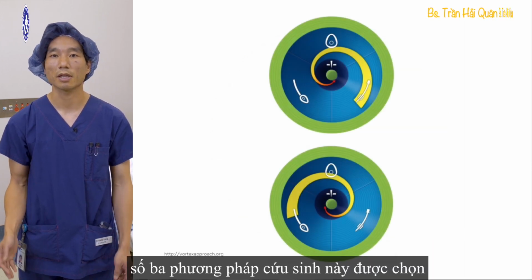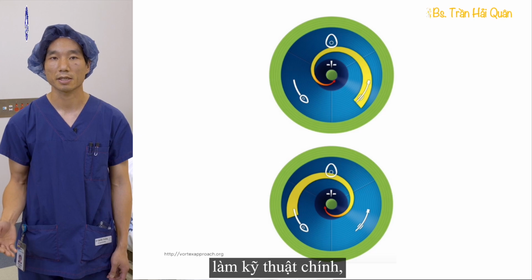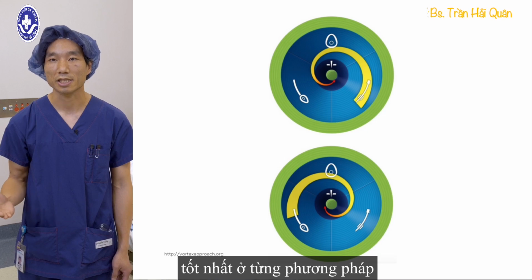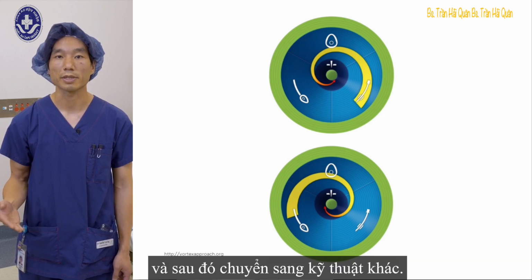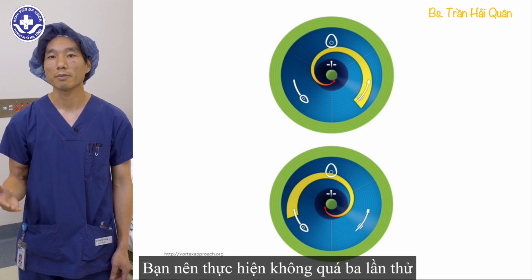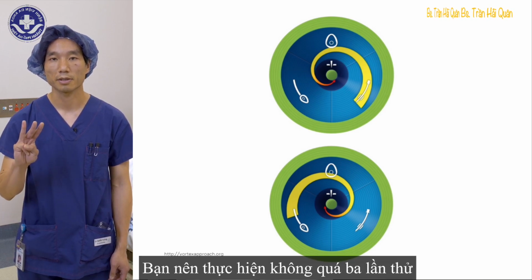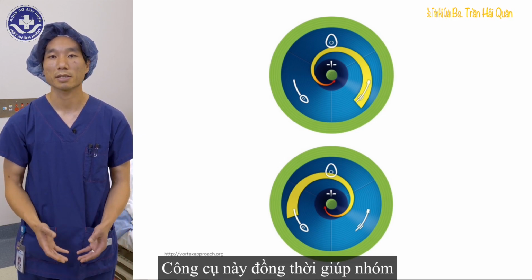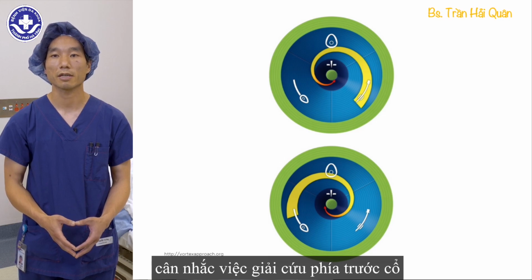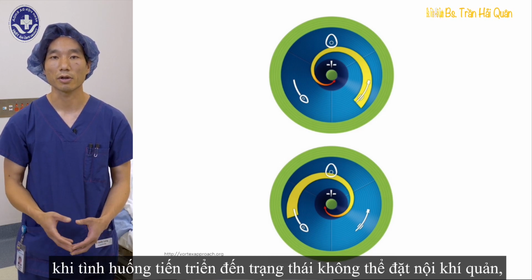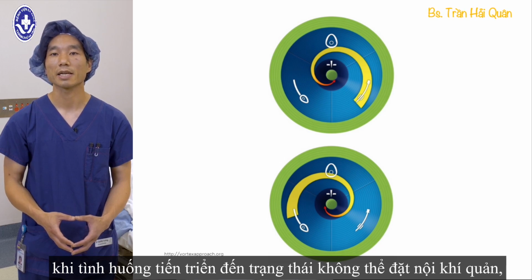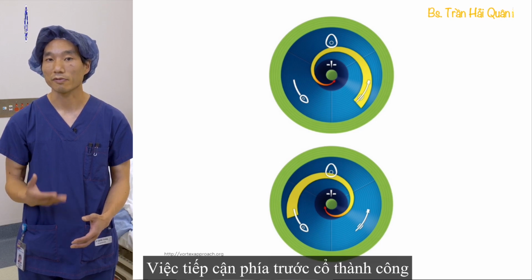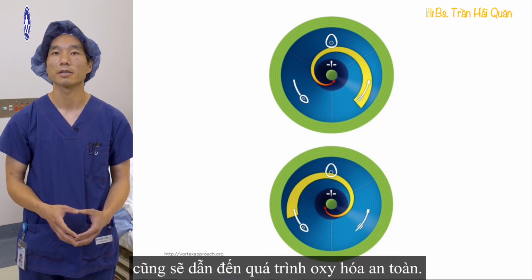No matter which of these 3 lifelines is chosen as the primary technique, the model prompts the team to ensure a best attempt is made at each and then move on to another technique. It is recommended that not more than 3 attempts are made before moving on. The tool simultaneously primes the team to consider front of neck rescue as the situation evolves toward the can't intubate, can't oxygenate state at the bottom of the vortex. Successful front of neck access will also lead to safe oxygenation.